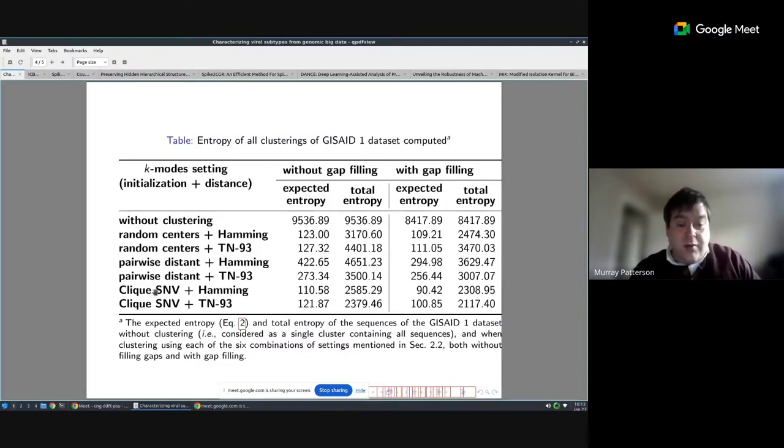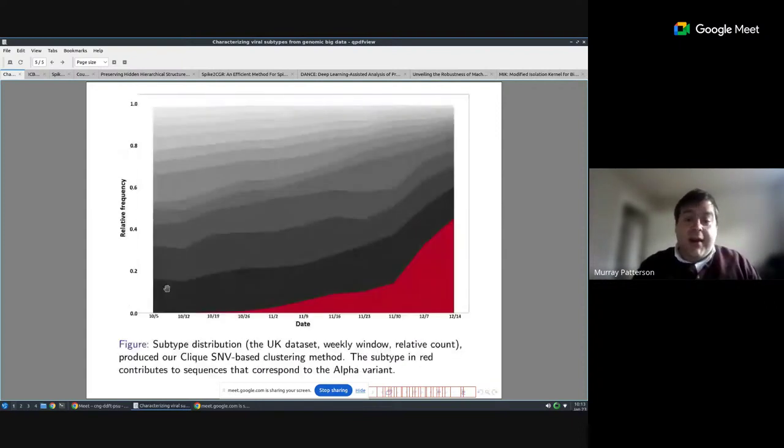This is the work of another group, Clique SNV, that identifies viral haplotypes, so it can be viewed as a clustering method as well. We took that approach, and then to validate it experimentally, we ran it on this.